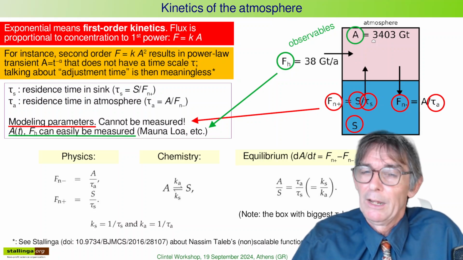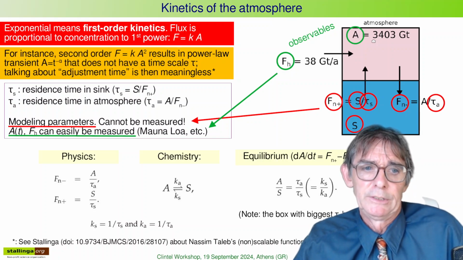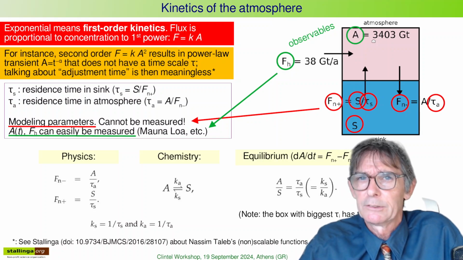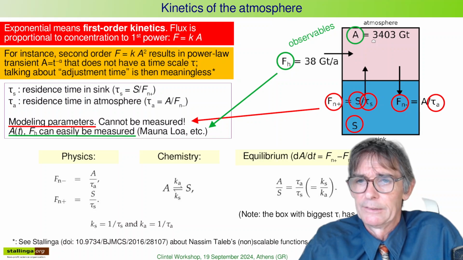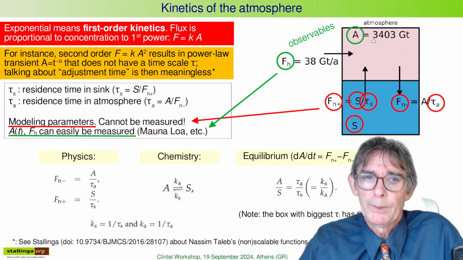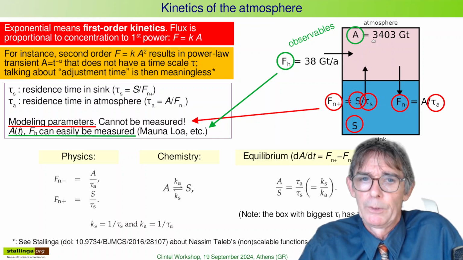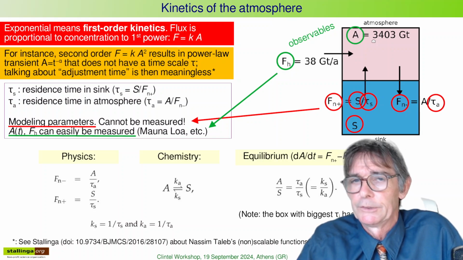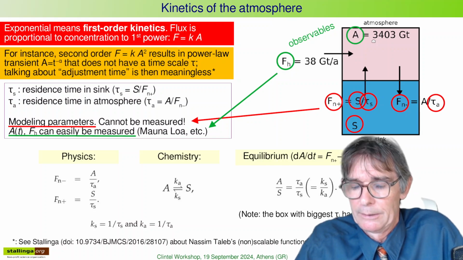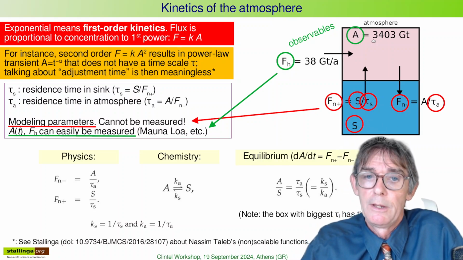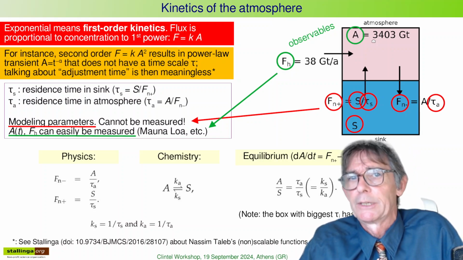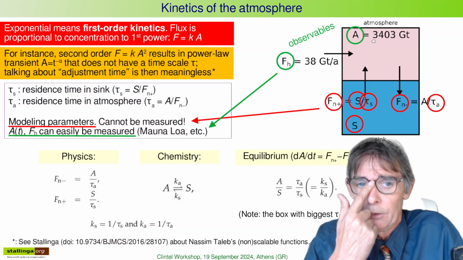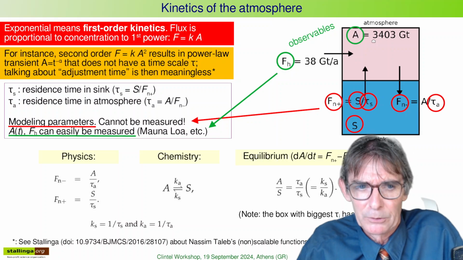For instance, if we don't have first order models, we can have second order, that is possible. Not likely in diffusive systems like our atmosphere and things like this. But if we have a second order system, then the flux is proportional, for instance, to the concentration in the atmosphere squared. And this results then in a power law transient, which does not have a time scale tau. So that doesn't make sense. In a second order system, it doesn't make sense to talk about adjustment times.